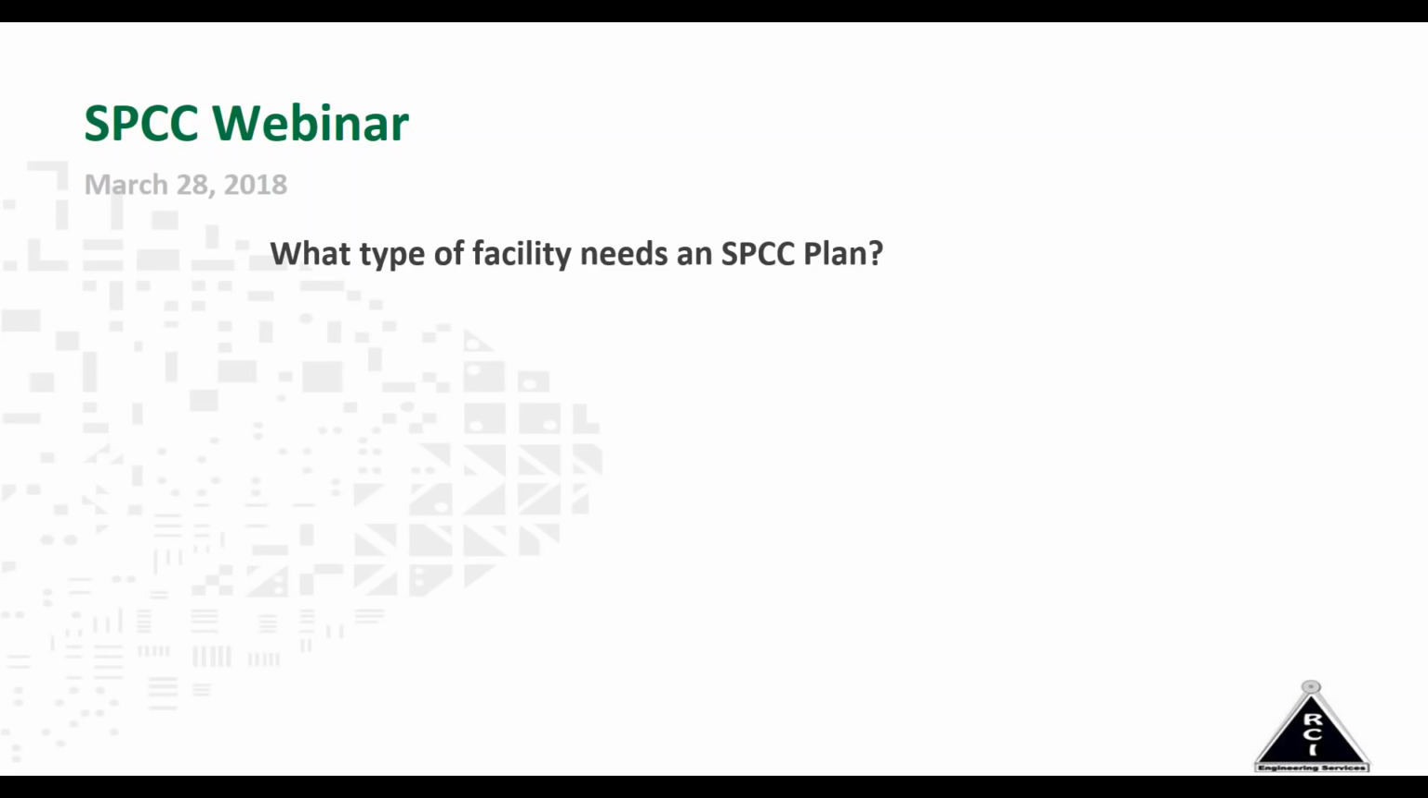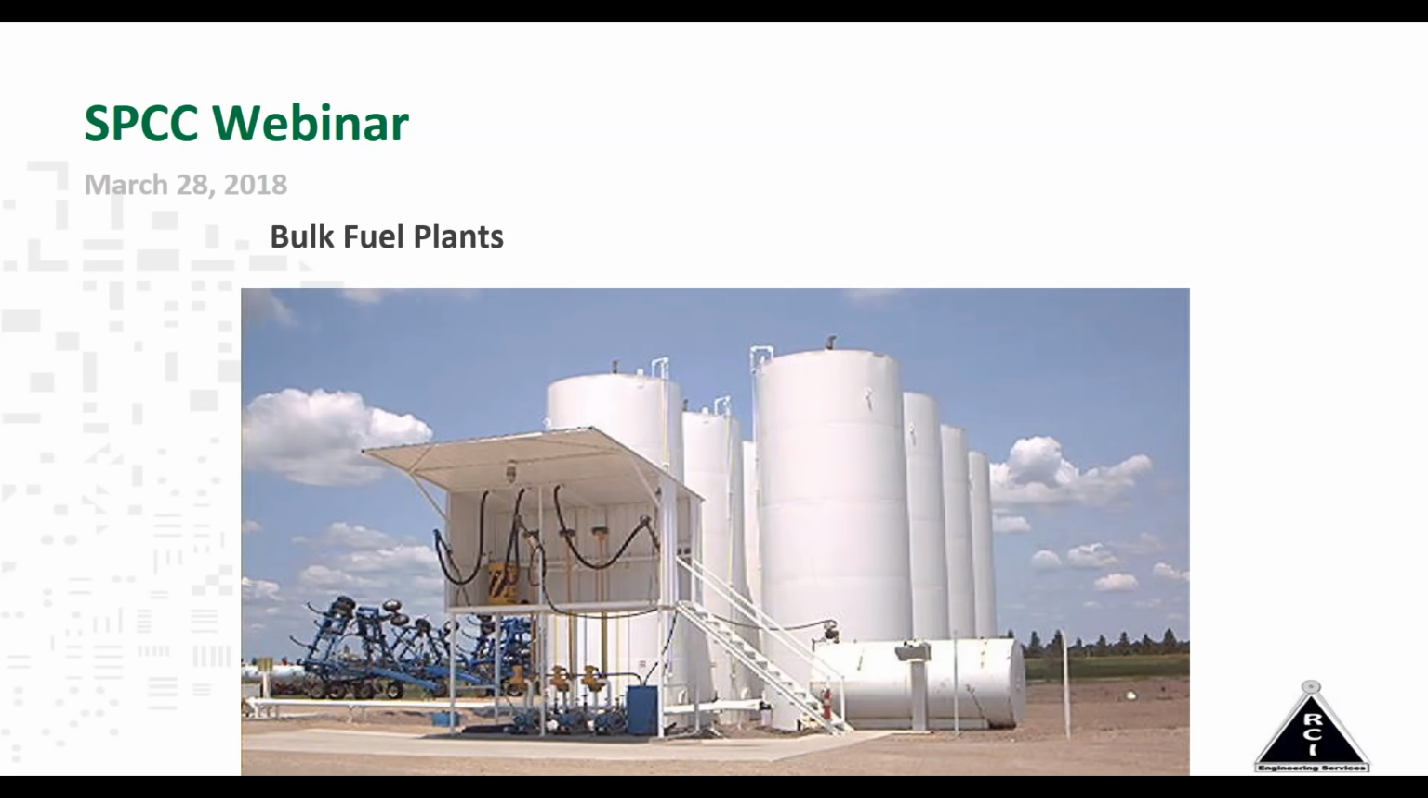So what type of facilities are we looking at that need an SPCC plan? Well, a great number of our clients are bulk fuel facilities where they have bulk fuel distribution. So those are definitely going to fall into the SPCC plan, and they're definitely going to be on the larger side, above 10,000 gallons, and require PE certification. By the way, if you're not familiar with PE, it's professional engineer.